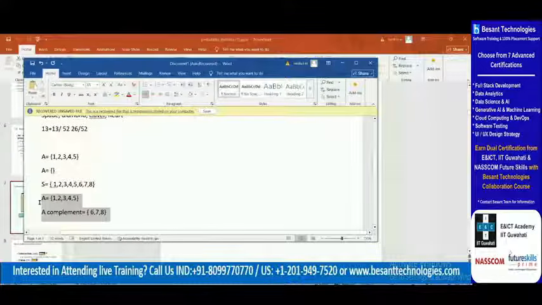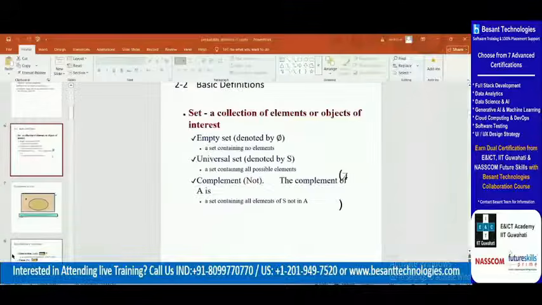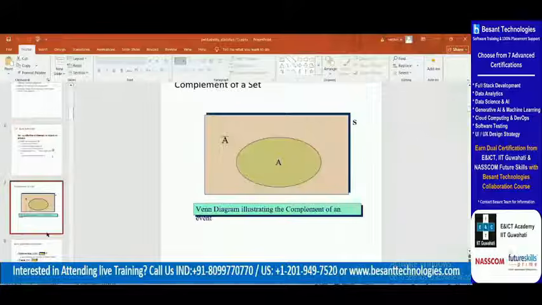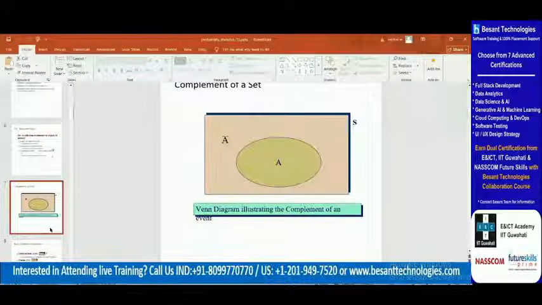Although this looks like a very basic concept, all of these will be used when you are doing the ML coding and all. So don't think that you know these concepts already and that this is a very basic concept. All of these will be used in the later sections.